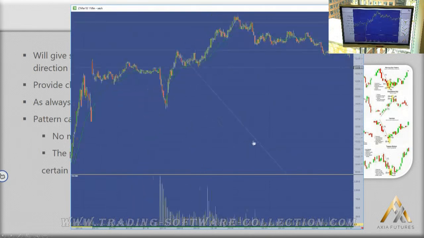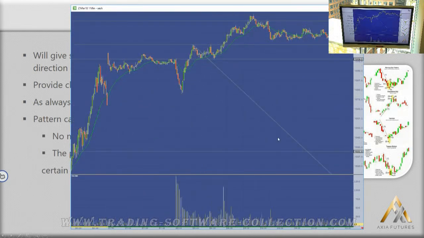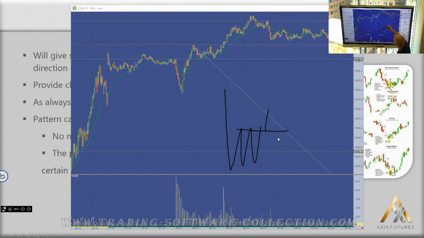Now, I was expecting that level to break, push to the upside. But basically the pattern on the larger time frame was a drop and then a move back to the same level. So I'm looking for this level to break to the upside.